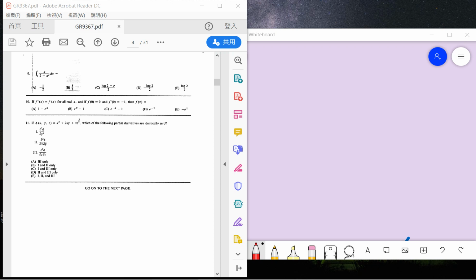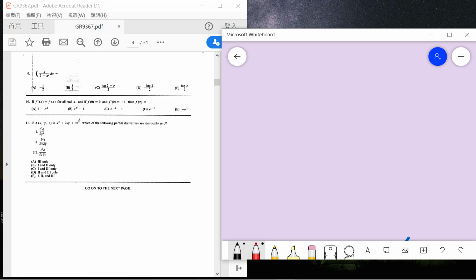So, we keep solving the GRE math, 93674. So we're solving 11 up to 15.